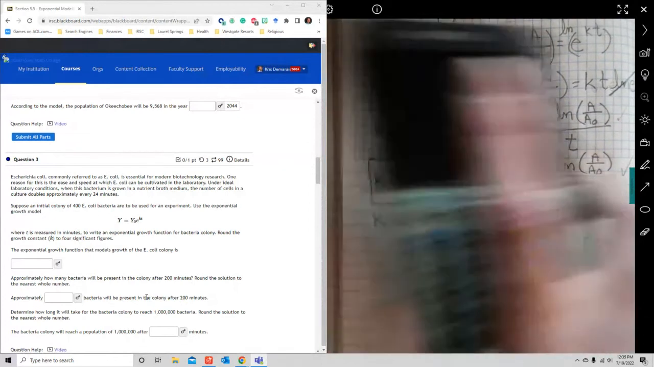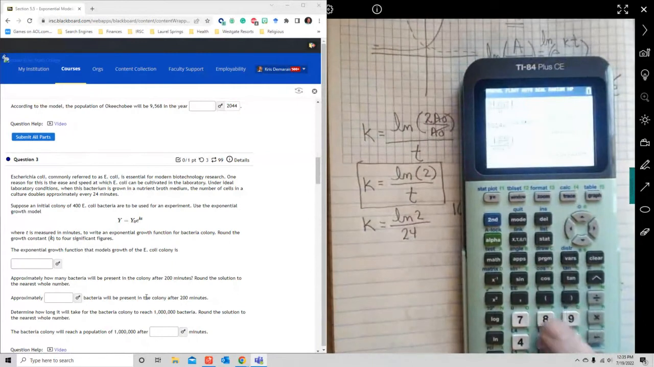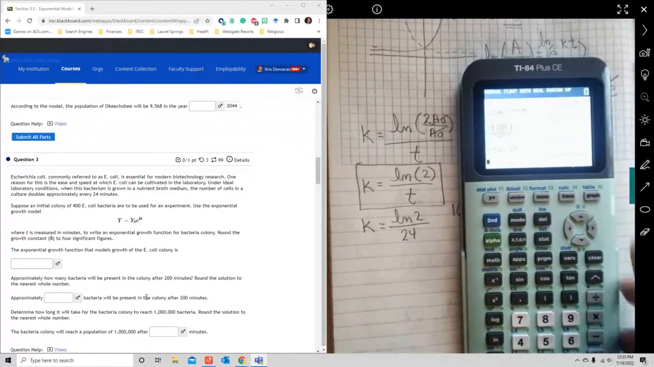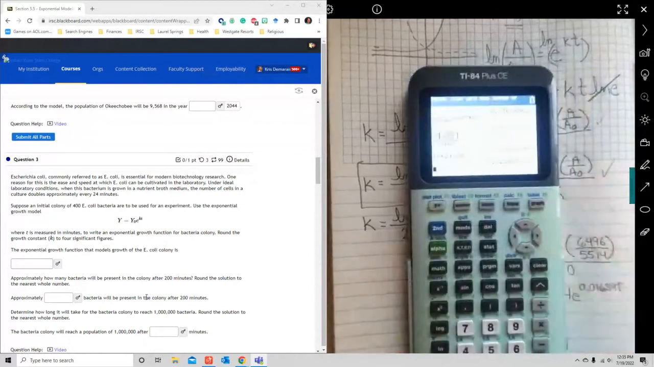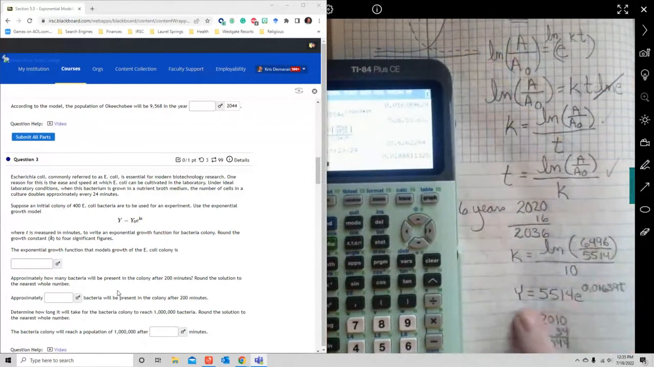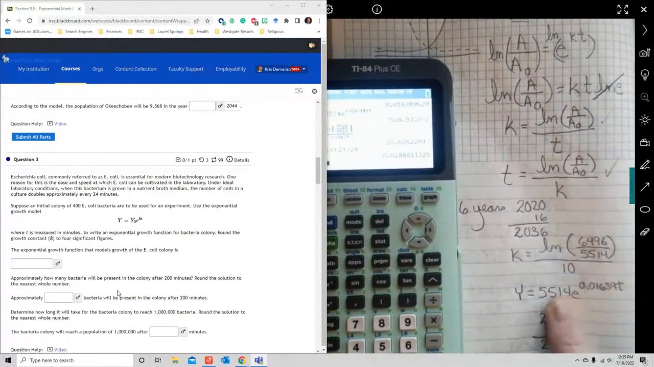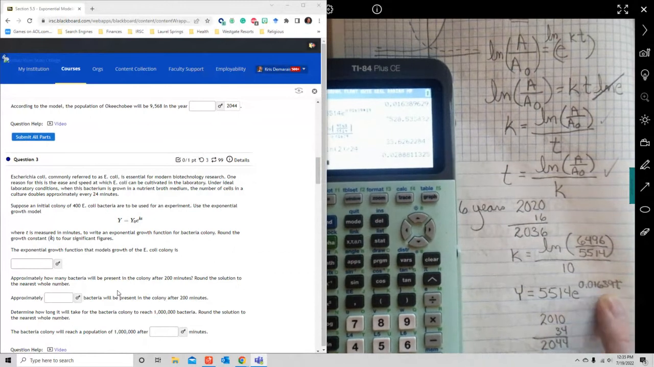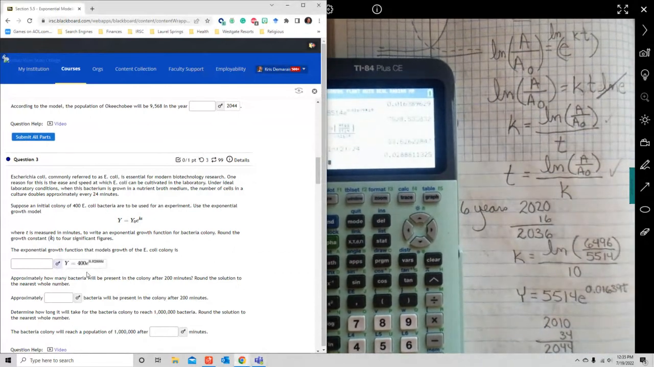So we're going to take our function and do ln of 2 divided by 24, and we're looking at our growth value of 2.9%. Now, when we look at our answer, we're going to do much of what we did before. We write the initial value of 400 with e raised to 0.02888, because it wants 4 significant digits, and then t.